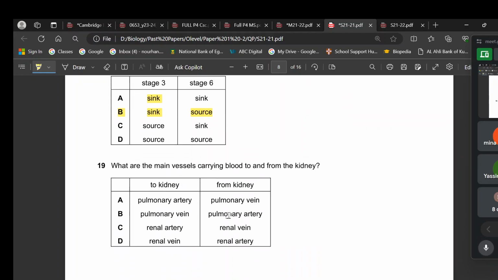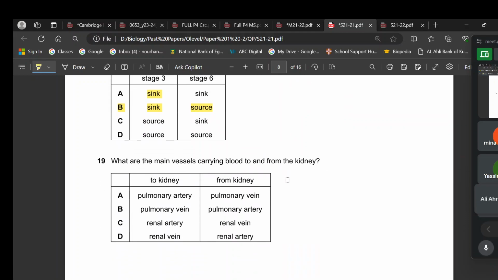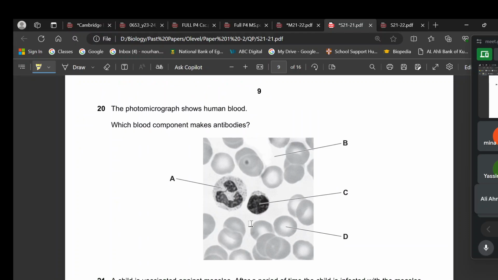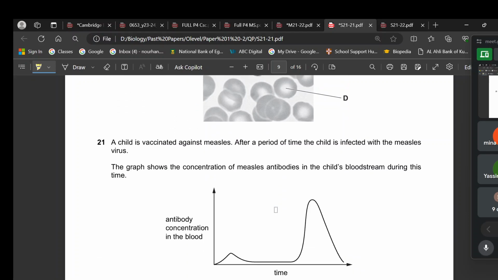What are the main vessels carrying blood to and from the kidney? Easy question. To the kidney, renal artery. From the kidney, renal vein. Which blood component makes antibodies? The white blood cells. The one with a segmented nucleus is the phagocyte. The one with a full nucleus, a big round nucleus, is the lymphocyte, which produces antibodies. It will be C.